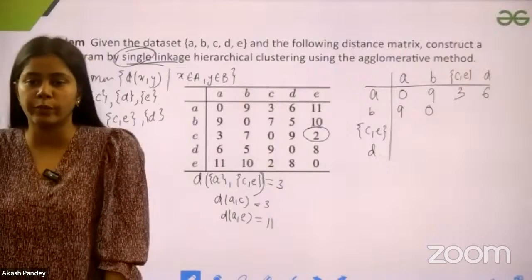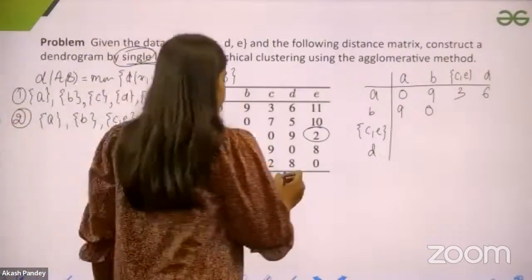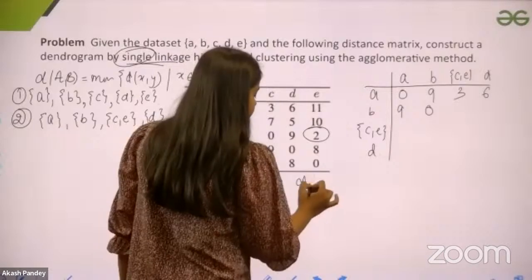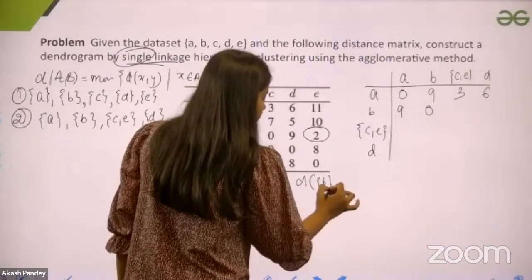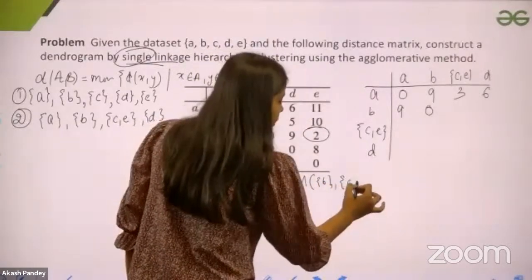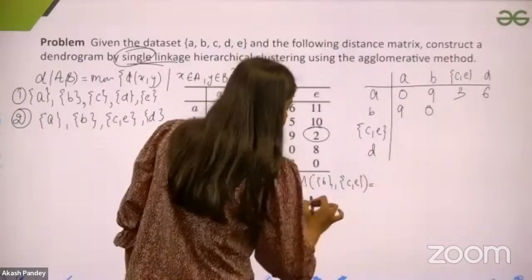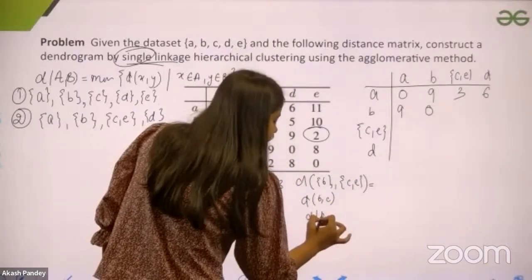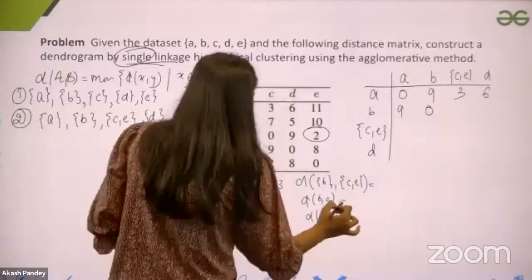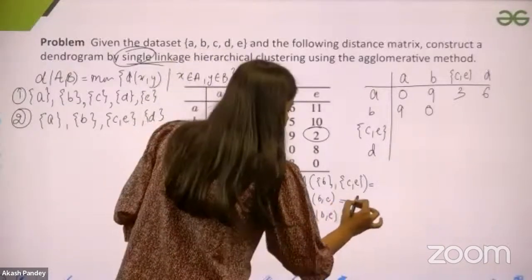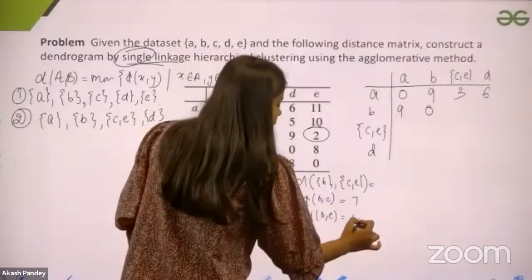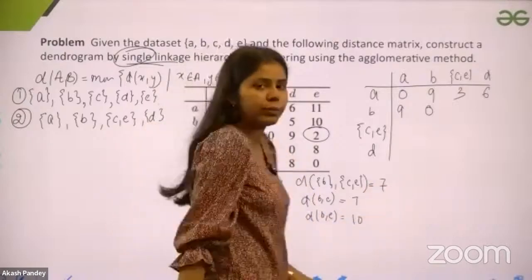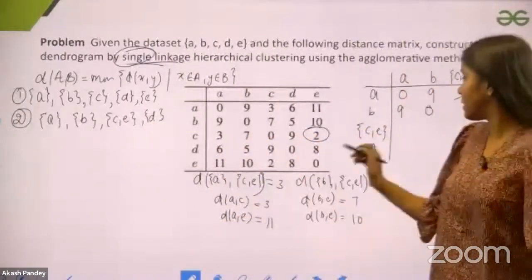Let me know, guys, what would be the distance? I have to find out the distance between cluster B and clusters C, E. So what would I do? I'll find the distance of B, comma C and the distance of B, comma E. What is the distance between B, comma C? That is 7. And the distance of B, comma E is 10. So you would take the minimum distance, so that would be 7. So this distance is 7.